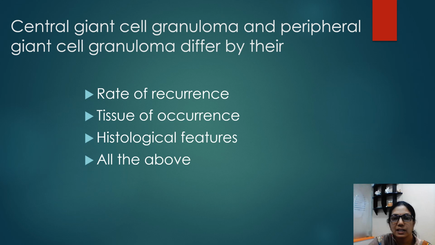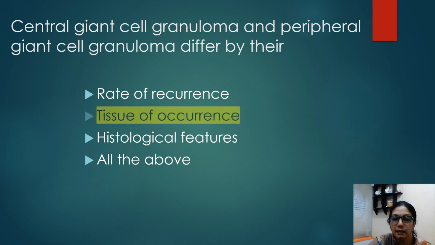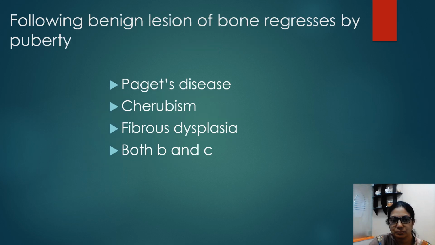Next, central giant cell granuloma and peripheral giant cell granuloma differ by which? What is the difference between these two? Is it rate of recurrence of these lesions, or tissue of occurrence, or histological features, or all the above? Mainly the difference is the tissue of occurrence of this disease. That is, central giant cell granulomas will appear within the bone, whereas the peripheral giant cell granuloma occurs in the soft tissues. Mainly, as we discussed, it occurs on the gingiva.